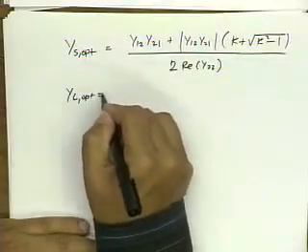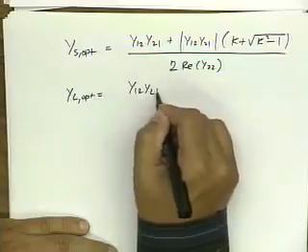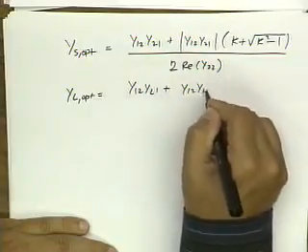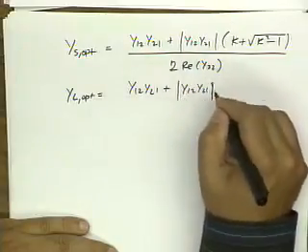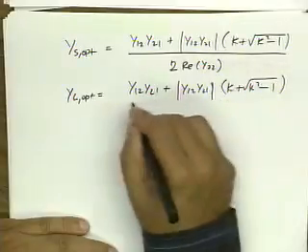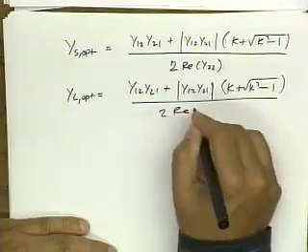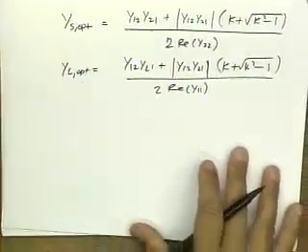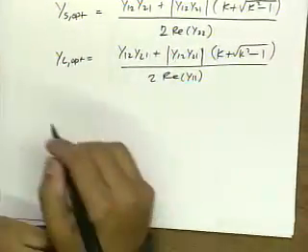YL optimum almost has the same form. In fact, everything is nice and symmetric in these equations except the denominator. So you just have to remember one and then you can remember the other.